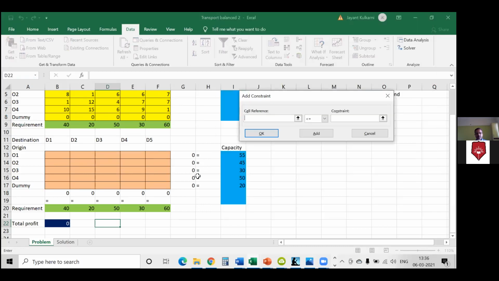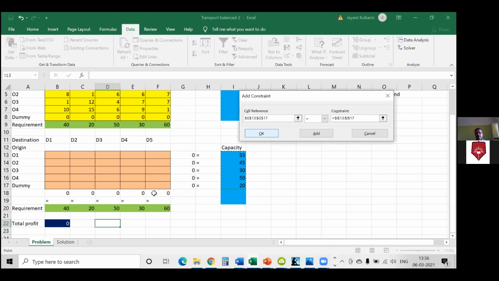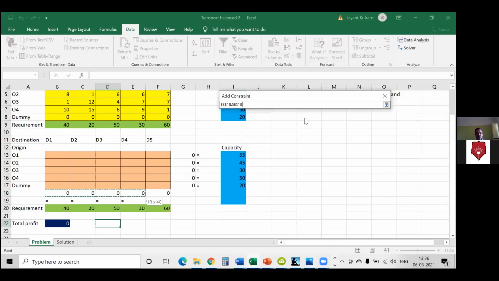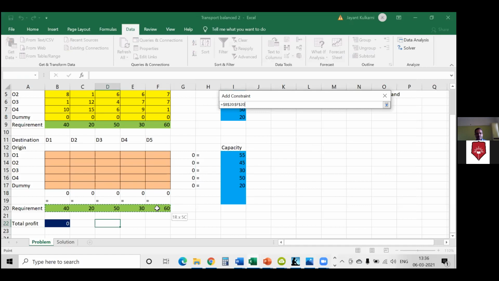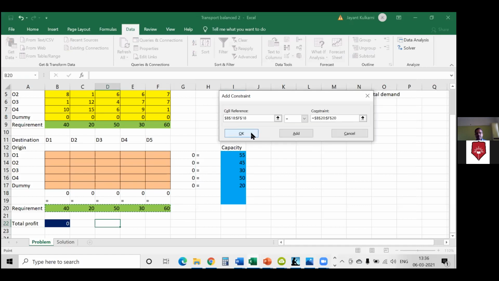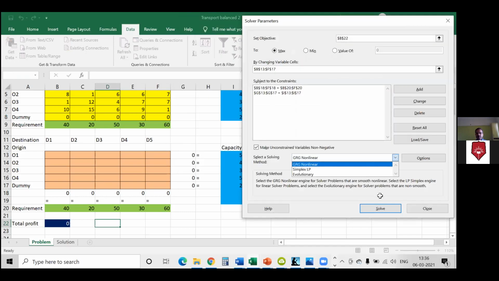One is this: all of this should be equal to all of this, correct? And the second set of constraints, all these should match all these. Okay, say okay. Right, all done now. Select the simplex LP method and solve.